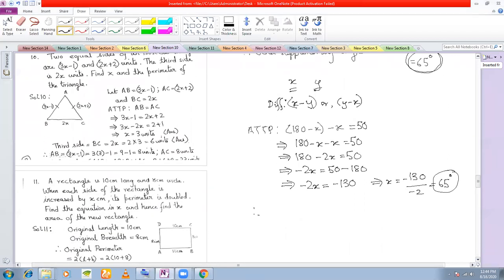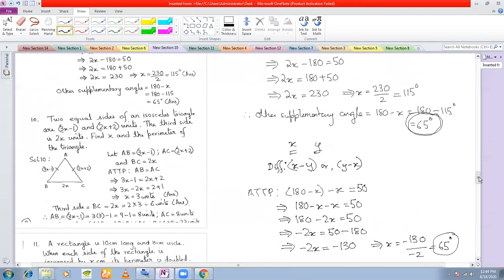So therefore, what is the other supplementary angle? 180 minus x, which is 180 minus 65, which is 115 degree. Okay, so either way you'll get one as 115, the other as 65. In the first method you're getting 115 first, in the other method you're getting 65 first. So it comes to the same thing.